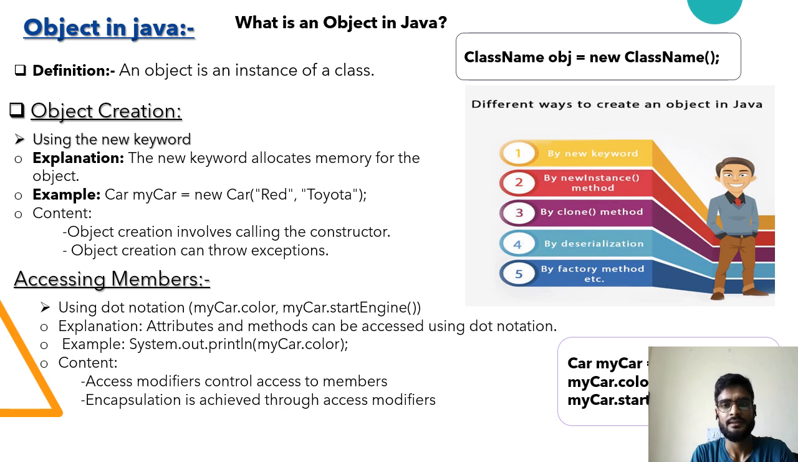Here we can see ClassName obj = new ClassName. There are also different ways to create an object in Java. We can use the new keyword, the newInstance method, the clone method, the deserialization method, and the factory method, etc.